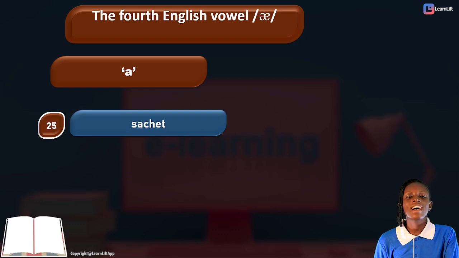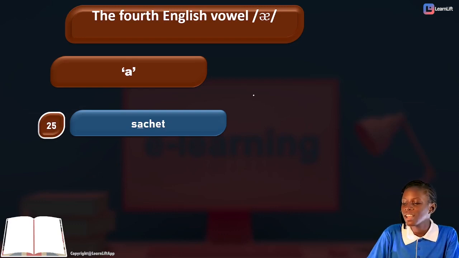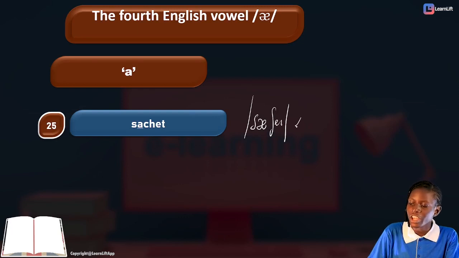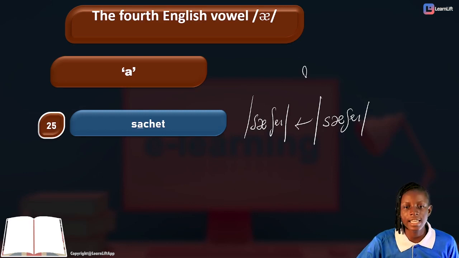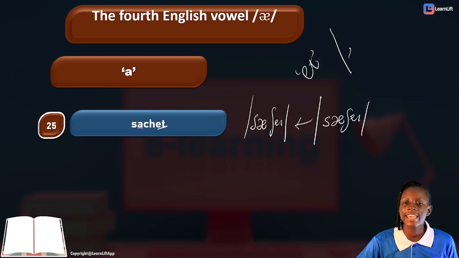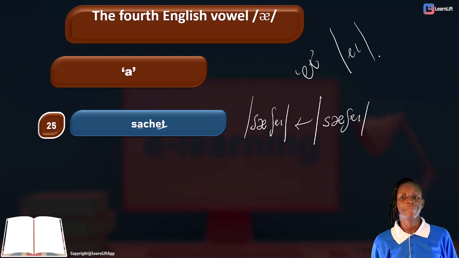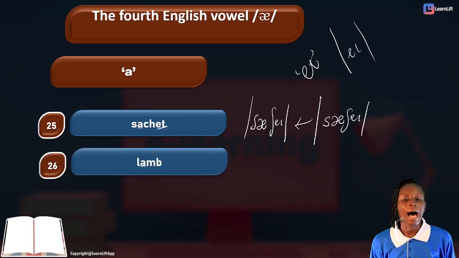Sachet water. Now our sachet is transcribed as sachet. Okay, so we have our et. Have our et here to be what? The a sound. Sachet. Next we have lamb.